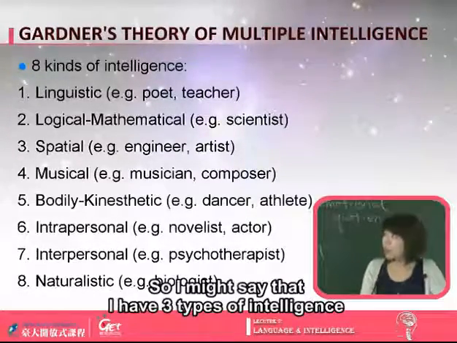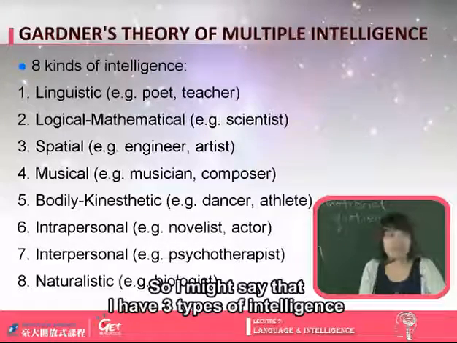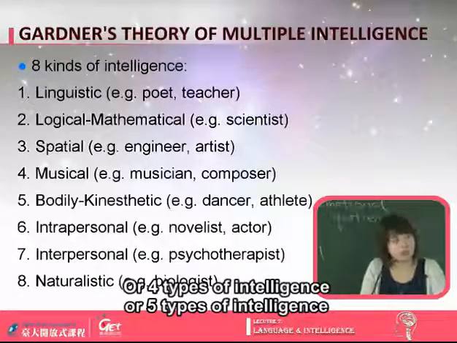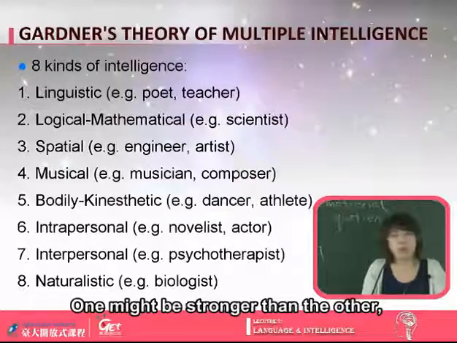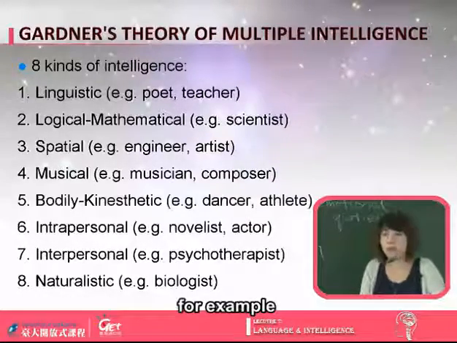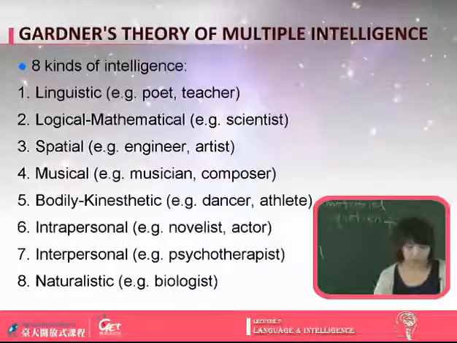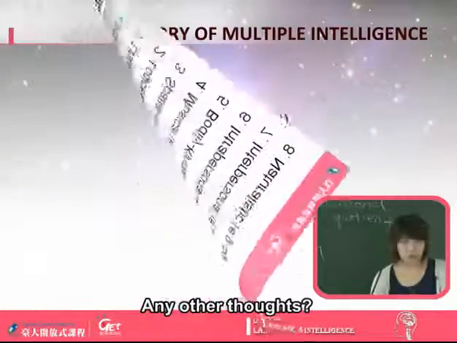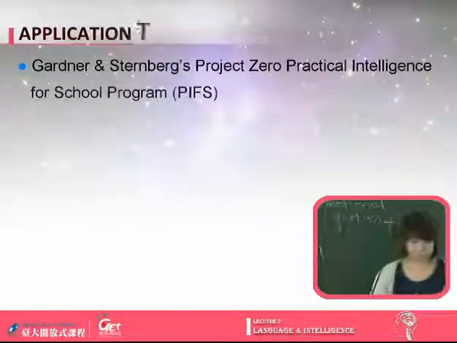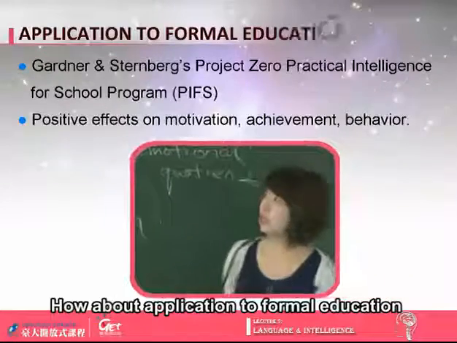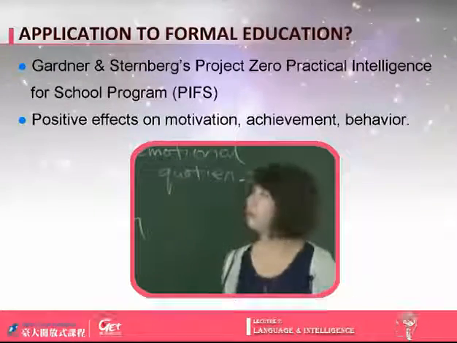So I might say that I have 3 types of intelligence, or 4 types, or 5 types of intelligence. One might be stronger than the other, for example. Okay? Any other thoughts? Okay. How about application to formal education?